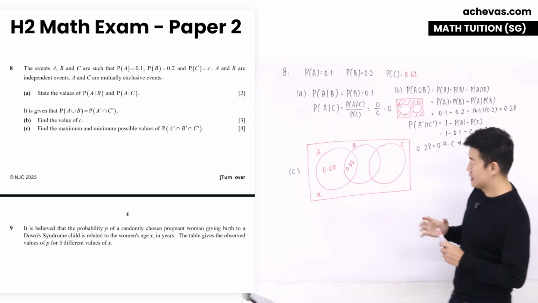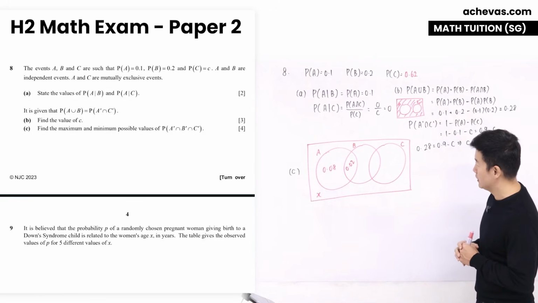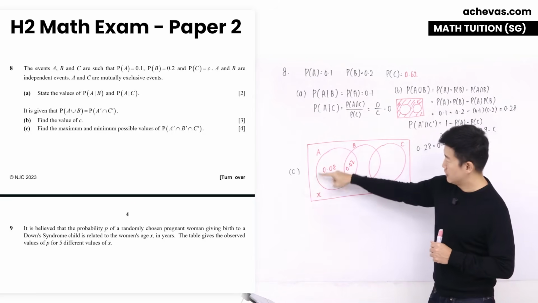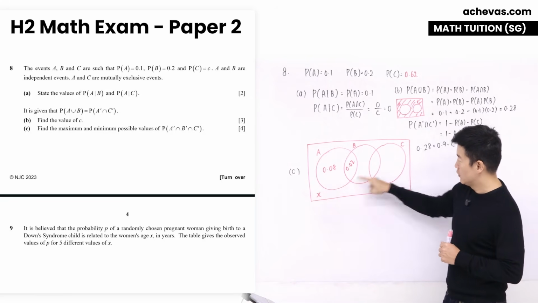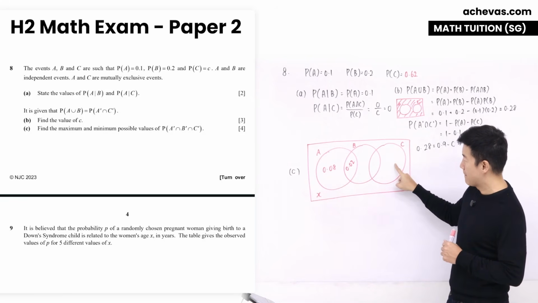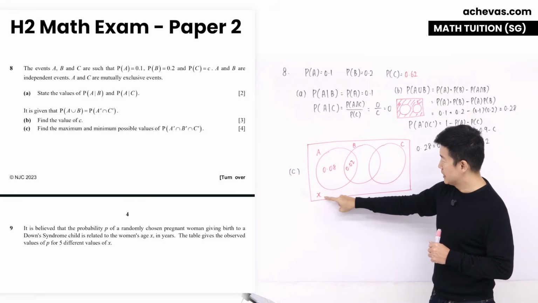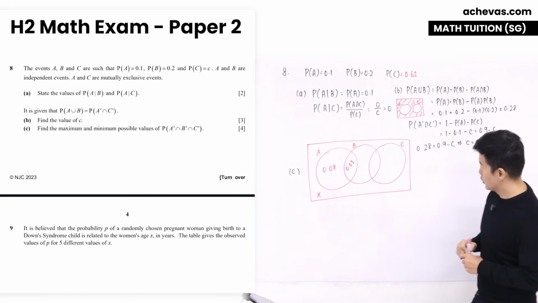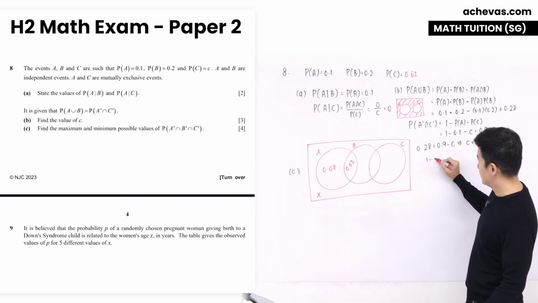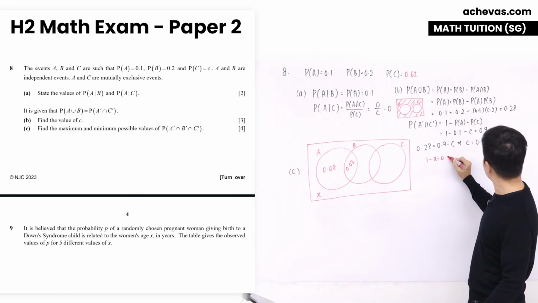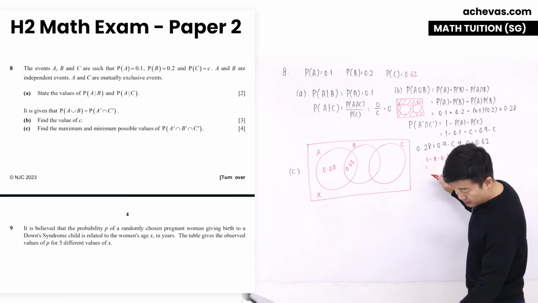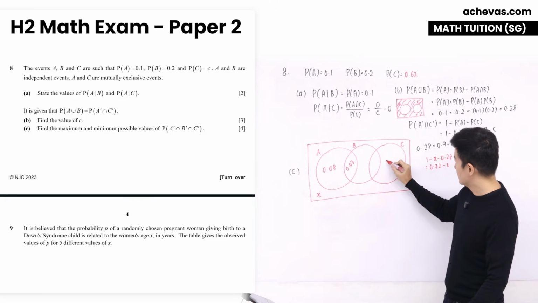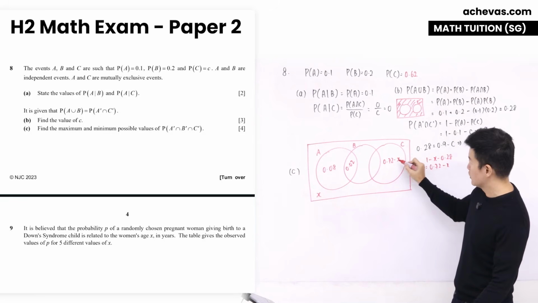Let's see which other regions we can try to fill in. We know that probability of A union B is 0.28. So this entire region here is 0.28, which means that this will be 1 minus X minus 0.28. This is going to give me 0.72 minus X. So here, 0.72 minus X is going to be this region.